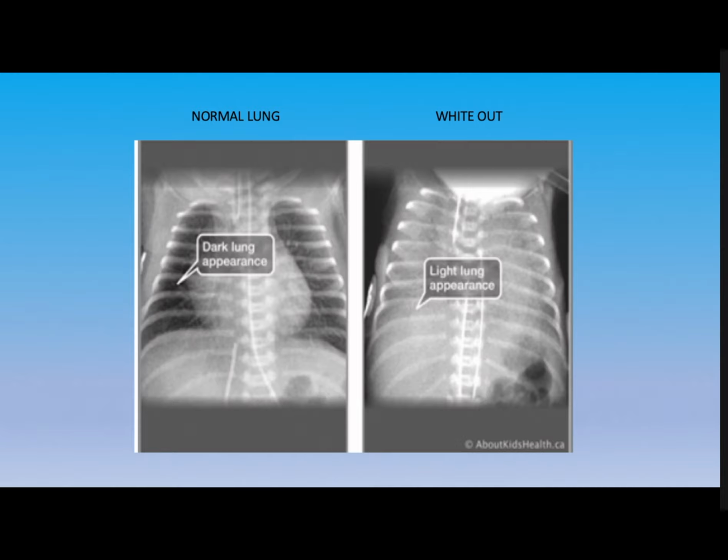It's total whiteout. You can't see any heart borders. You can't see the diaphragm. This baby is globally collapsed, we call it. This baby is in dire need of some surfactant or needs some increased pressure to open up those alveoli.